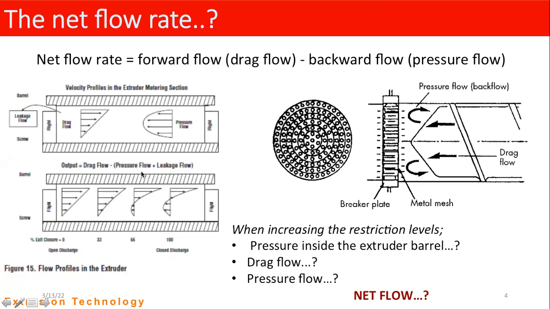Right? What is the meaning of that equation? In the right hand side picture, you can see the drag flow in this direction, from right to left. It means at this end you can see the die, and here is the motor side. So the extruder also moves from right to left according to this picture.